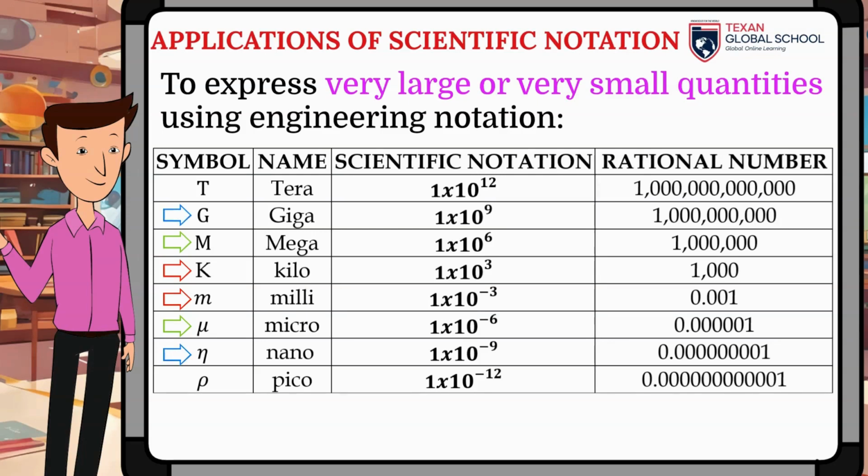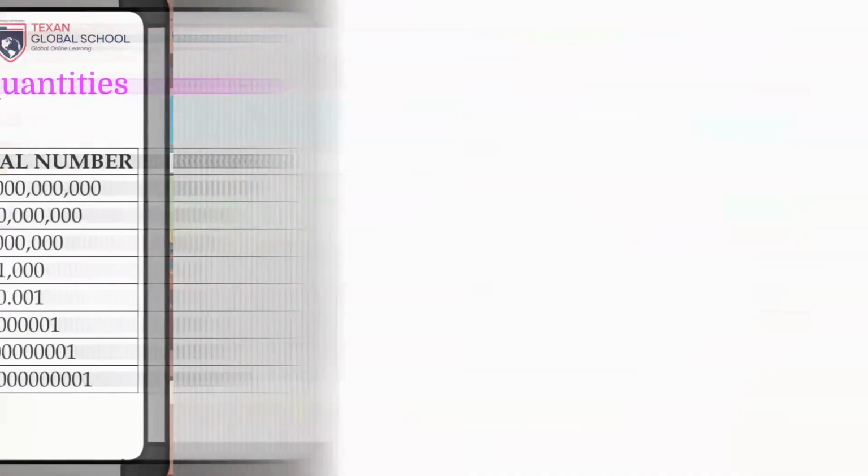Nano represents 1 times 10 to the negative 9. And giga 1 times 10 to the 9th. Pico is 1 times 10 to the negative 12. And tera is 1 times 10 to the 12th.